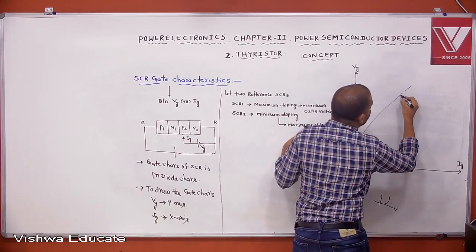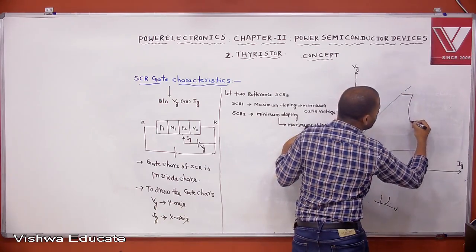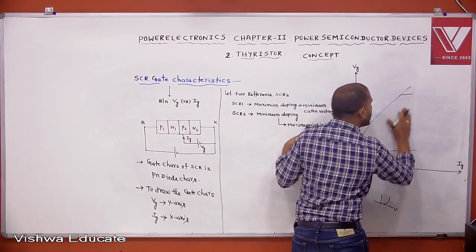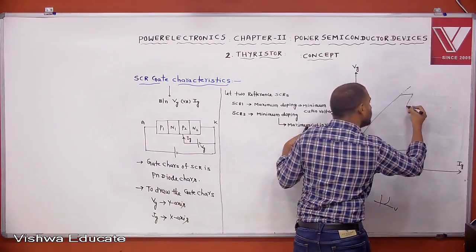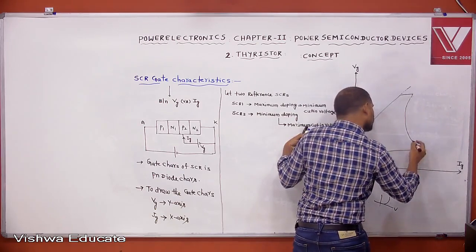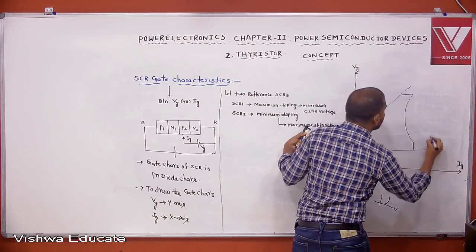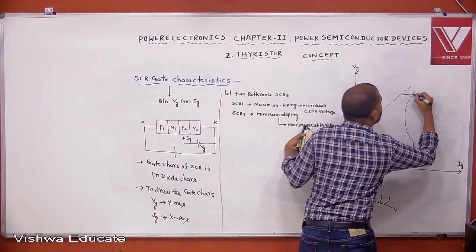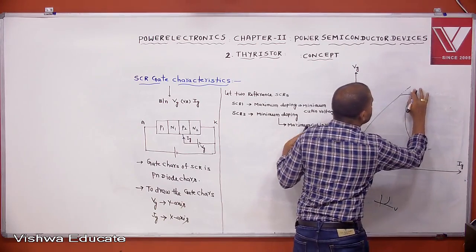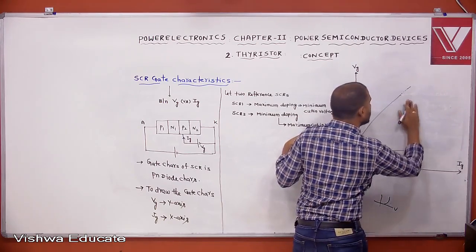then we get the characteristics like this. This is the gate characteristics for reference SCRs. We can take it like this.